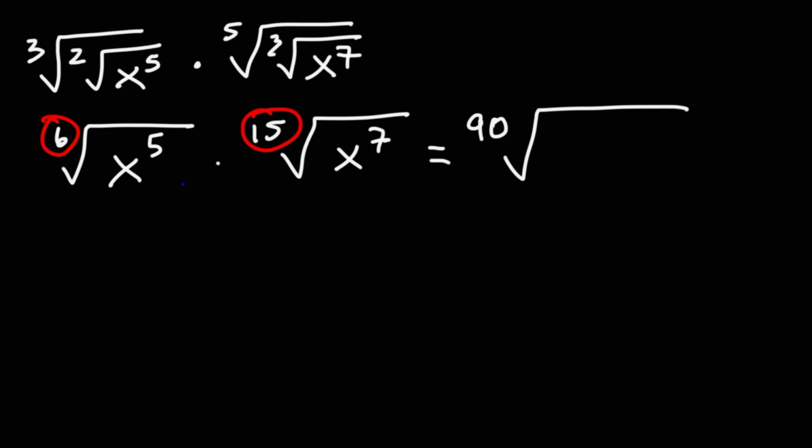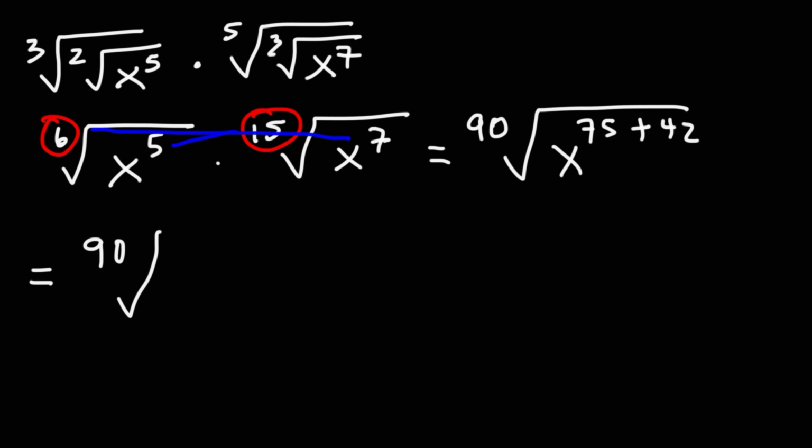And then let's cross multiply with the exponents and the indices. So 5 times 15 is 75. And 6 times 7 is 42. 70 plus 40 is 110. 5 plus 2 is 7. So this is 117. So that's going to be the answer. We have the 90th root of x to the 117.